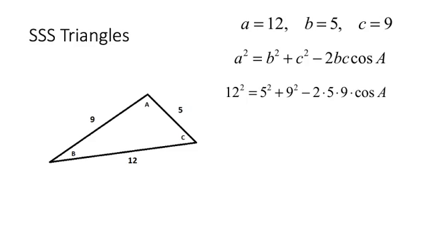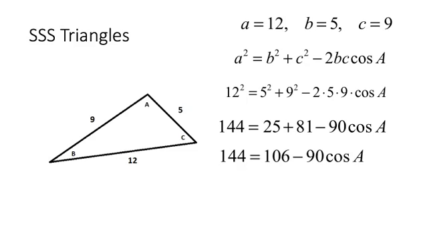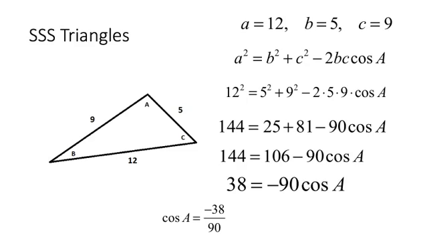a squared is b squared plus c squared minus 2bc cos A. 144 is 25 plus 81 minus 90 cos A. 144 is 106 minus 90 cos A. And look at what we have. We have cos A is a negative number. So that tells me right off the bat that I'm going to have a quadrant 2 angle. So I have to take the inverse cosine of 38/90ths to get the reference angle, then subtract that from 180. And what I get there is 115 degrees.